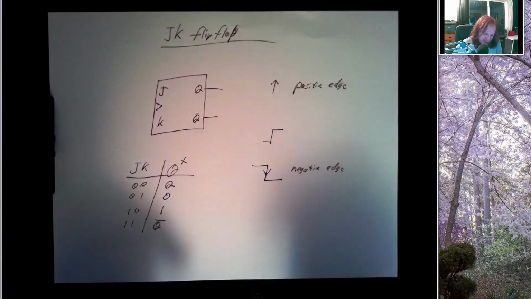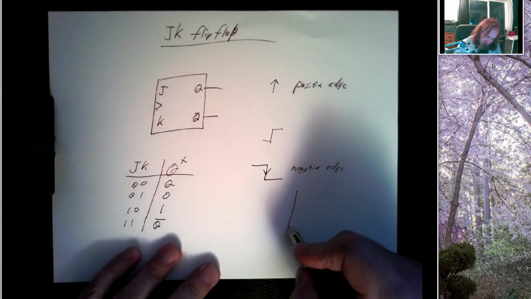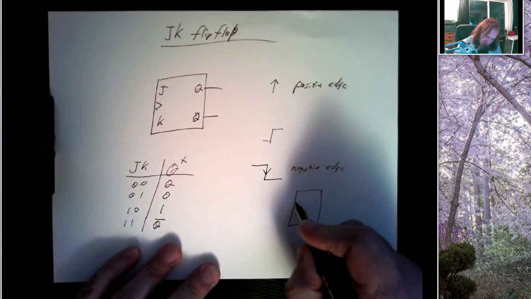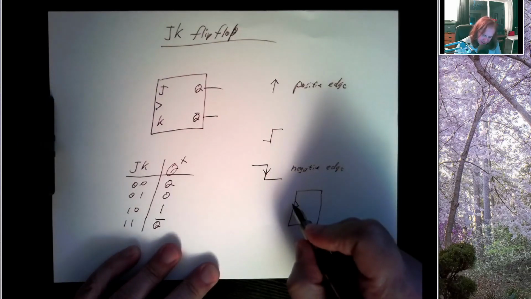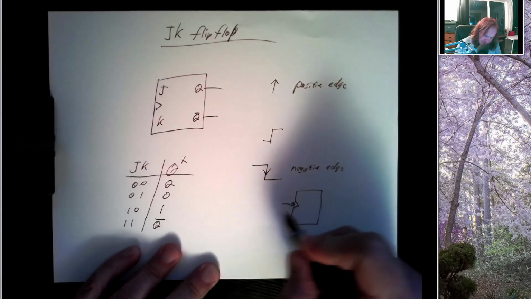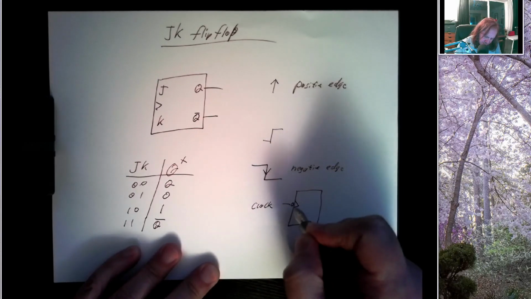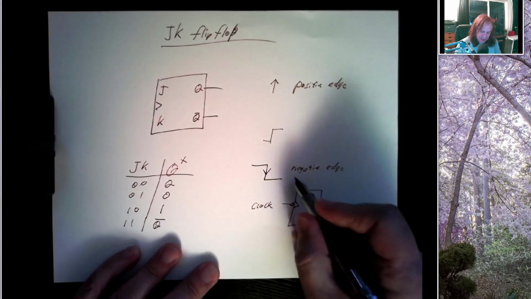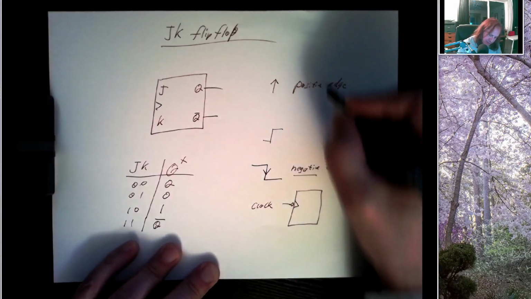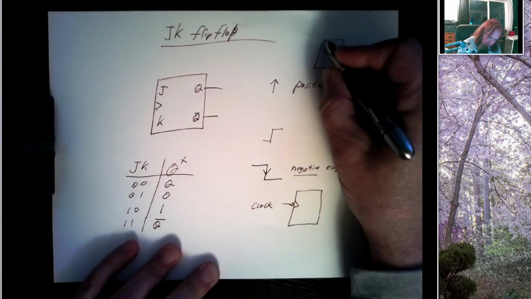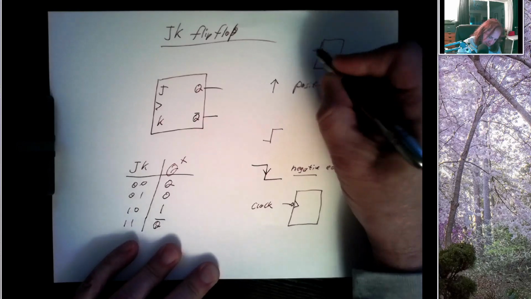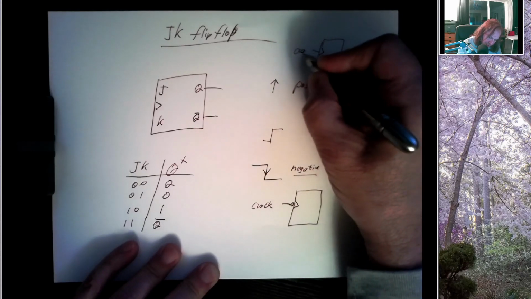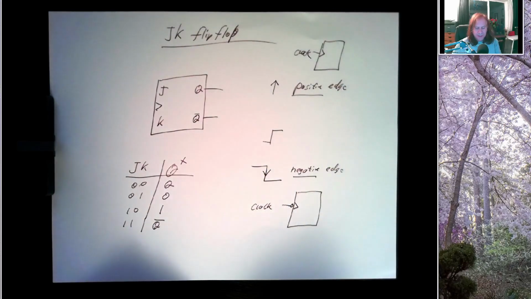If we have a negative edge triggered device, we can tell it from the block diagram because there'll be a little circle on the clock input. So we'll have our triangle there saying it's edge triggered, but the little circle says it's negative edge triggered. Whereas if we have that triangle going directly to our clock, that's positive edge triggered.